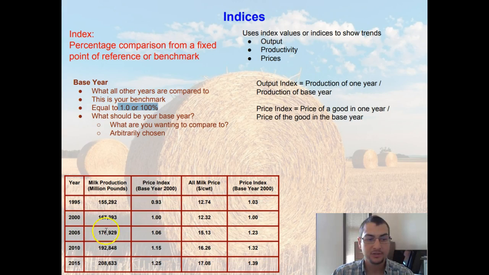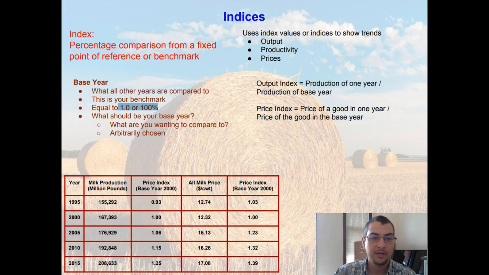From the year 2000 to 2005, it's increased by 6%. From 2005 to 2010, it's increased by another 9%. And from 2010 to 2015, it's increased by another 10%. So over the course of 5 years, milk production has been increasing on average by 8 or 9%. That gives us a good way to predict what milk production might be in the future. So we're using these indices to show trends in percentage format for the milk production.